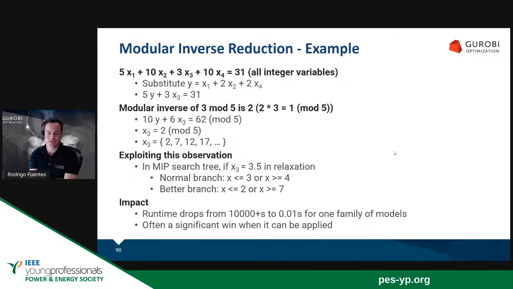Right, because they're not in the set defined by x3 equal to 2 modulo 5. That means that we only have to worry about x being less than 2 and x being greater than 7. That greatly reduces the search space over which we do the optimization. And in some cases, we have seen dramatic speedups going from over 10,000 seconds to 0.01 seconds on some models. Okay, and this can be very, very significant whenever we can use it.